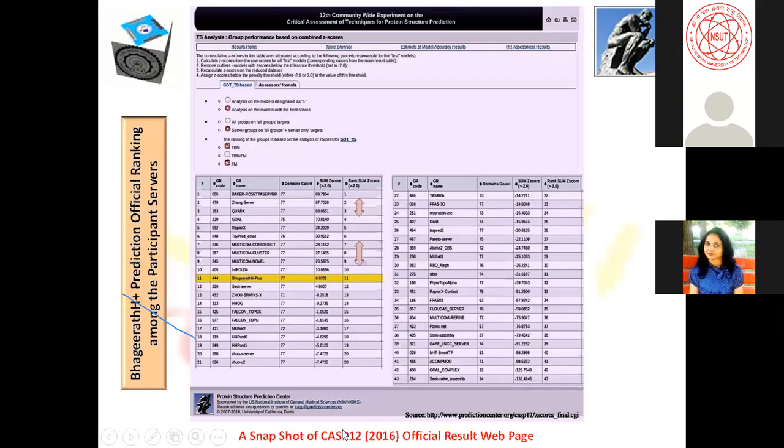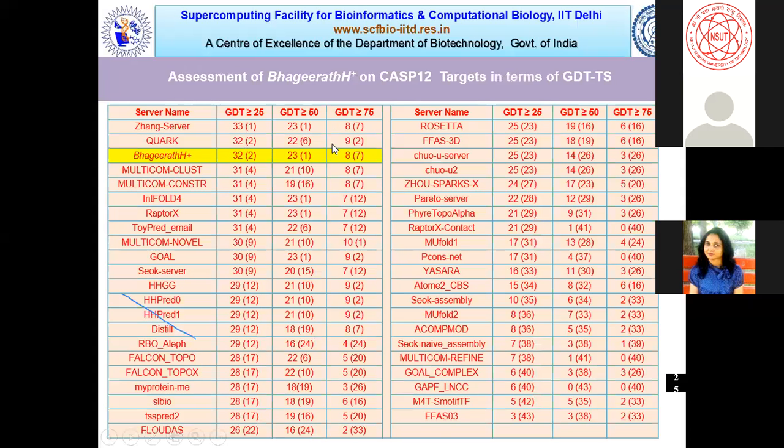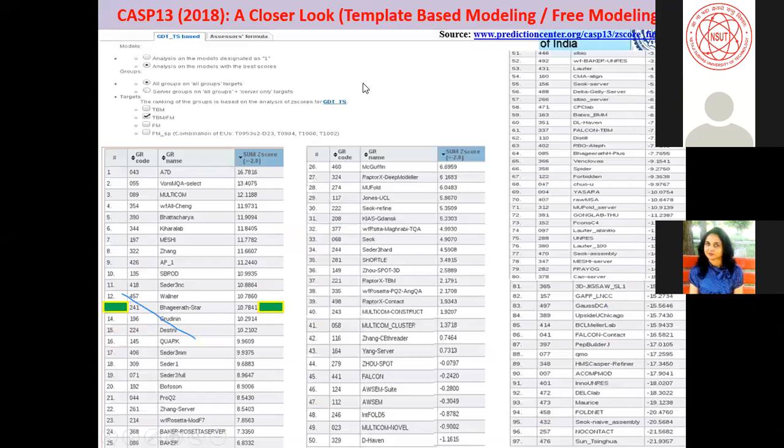What you found was this 2016 official page puts Bhagirath H plus at the 11th position. I was not very happy to see 11. I wanted to be number 1 or number 2 here, right? Well, if you analyze it carefully, you'll find that it is actually at number 3 position, in terms of RMSD or GDT or whichever unit you take for analysis. That's the interesting part.